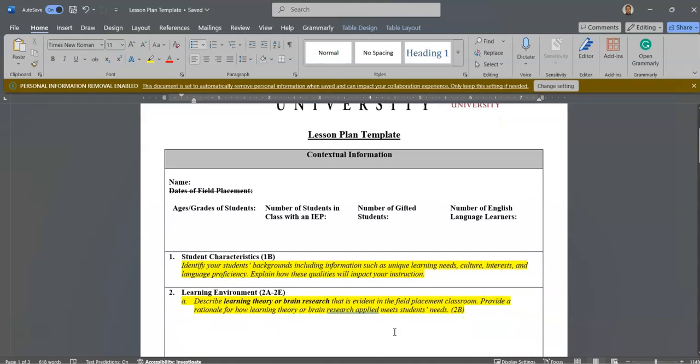Next section, learning environment. Describe the learning theory or brain research that's evident in the field placement classroom, blah, blah, blah. Okay, for here, what we're talking about is, how is your use of technology supporting the learning theory that is sort of the foundation of your lesson? And the example I keep giving is if you're a constructivist, and you think that students build knowledge through experience and by connecting new knowledge to old knowledge.